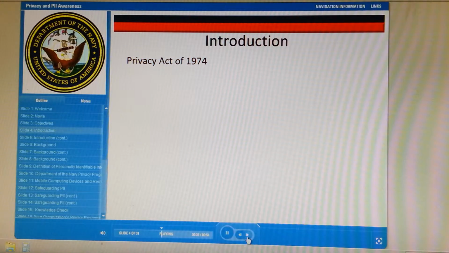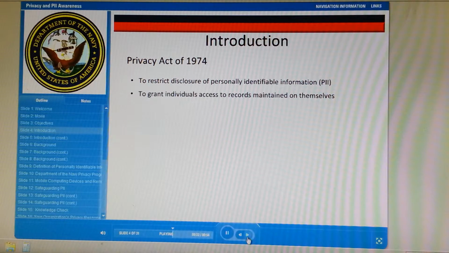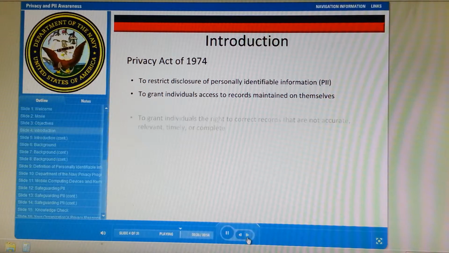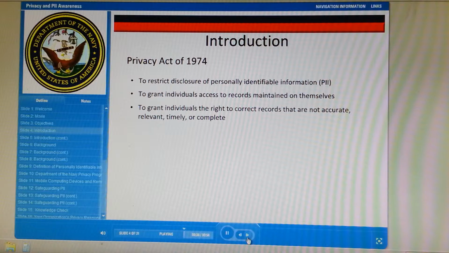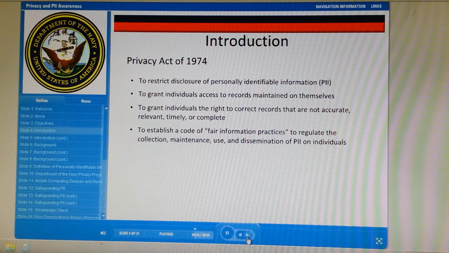The Privacy Act has 4 basic objectives: to restrict disclosure of PII, to grant individuals access to records maintained on themselves, to grant individuals the right to correct records that are not accurate, relevant, timely, or complete, and to establish a code of fair information practices to regulate the collection, maintenance, use, and dissemination of PII on individuals.